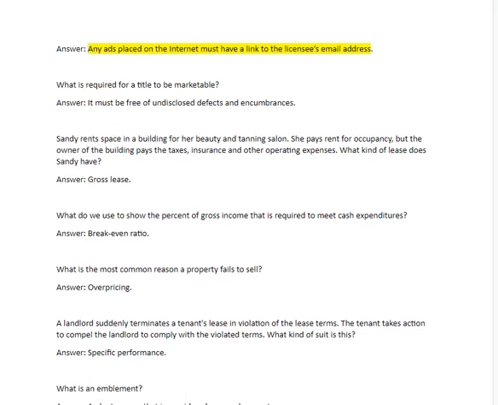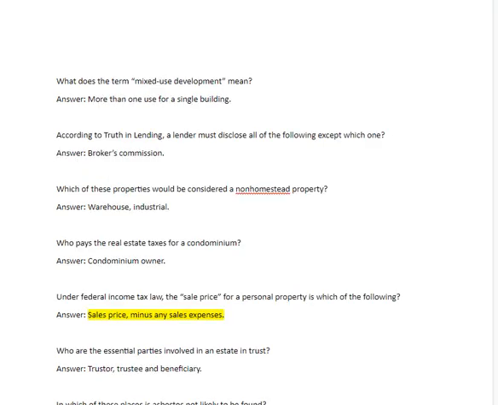Hometown Bank and Trust refuses to lend money to homeowners trying to purchase property in a predominantly Hispanic neighborhood. What is this practice called? Answer: redlining. What is the minimum period of time over which the owner of an apartment building can depreciate the improvements? Answer: 27.5 years. What does the term mixed-use development mean? Answer: more than one use for a single building.